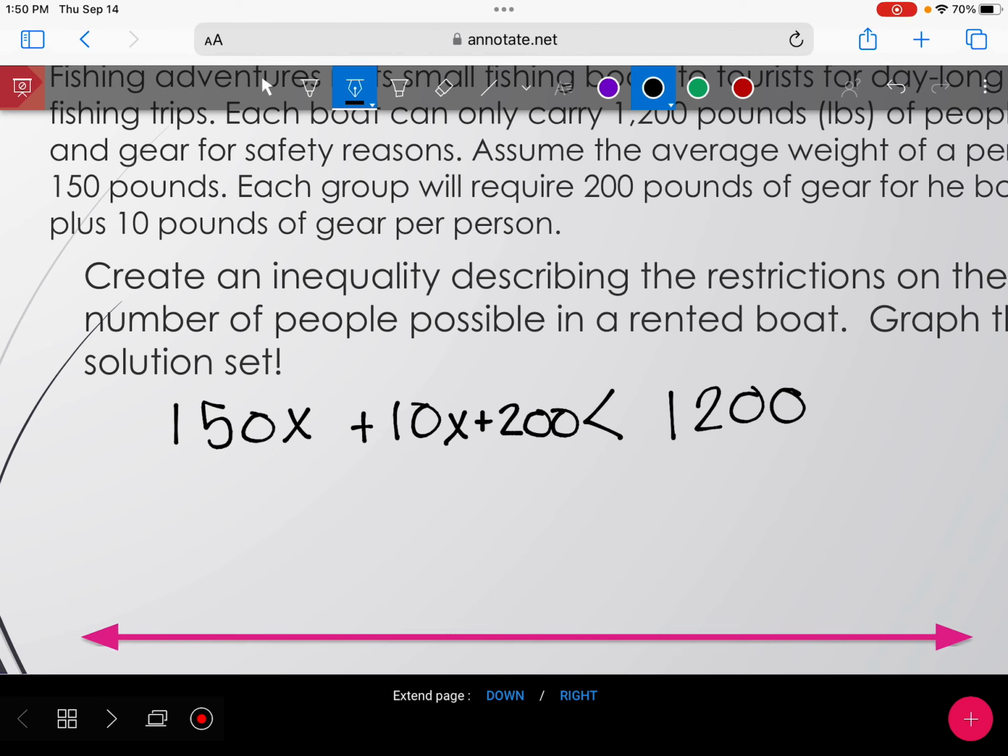This is still A. We wrote our inequality, and now we are going to solve it, and then we're going to graph it on the number line. So we're still in A. We just did the first half of A together. If you get all the way to a solution, then you can look at B.